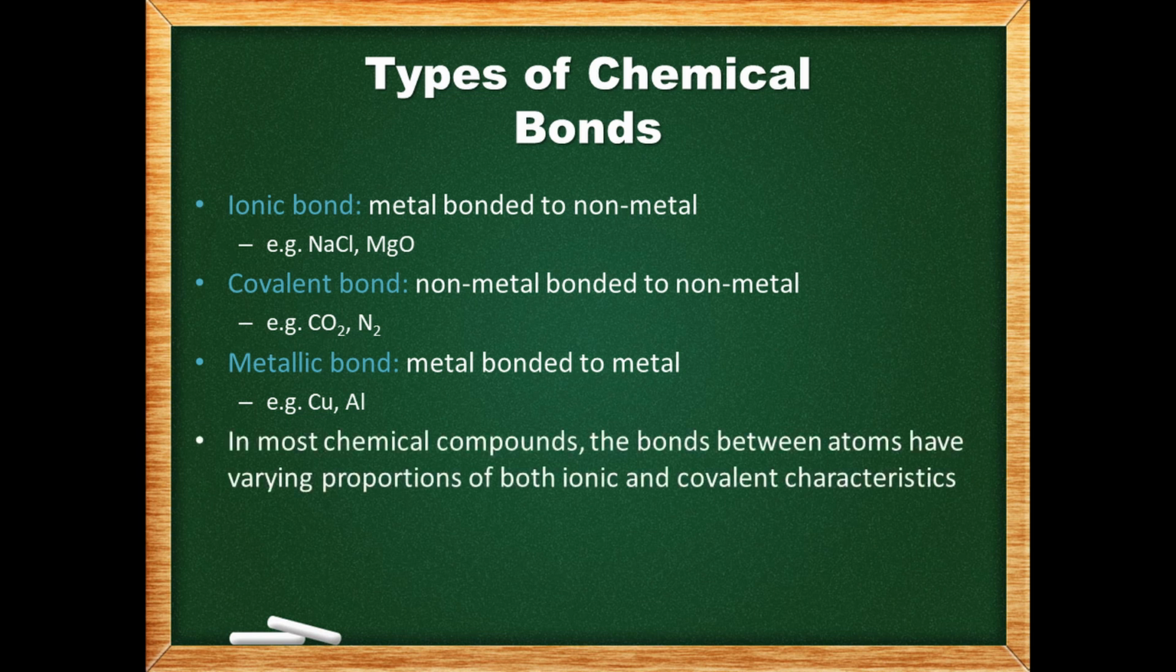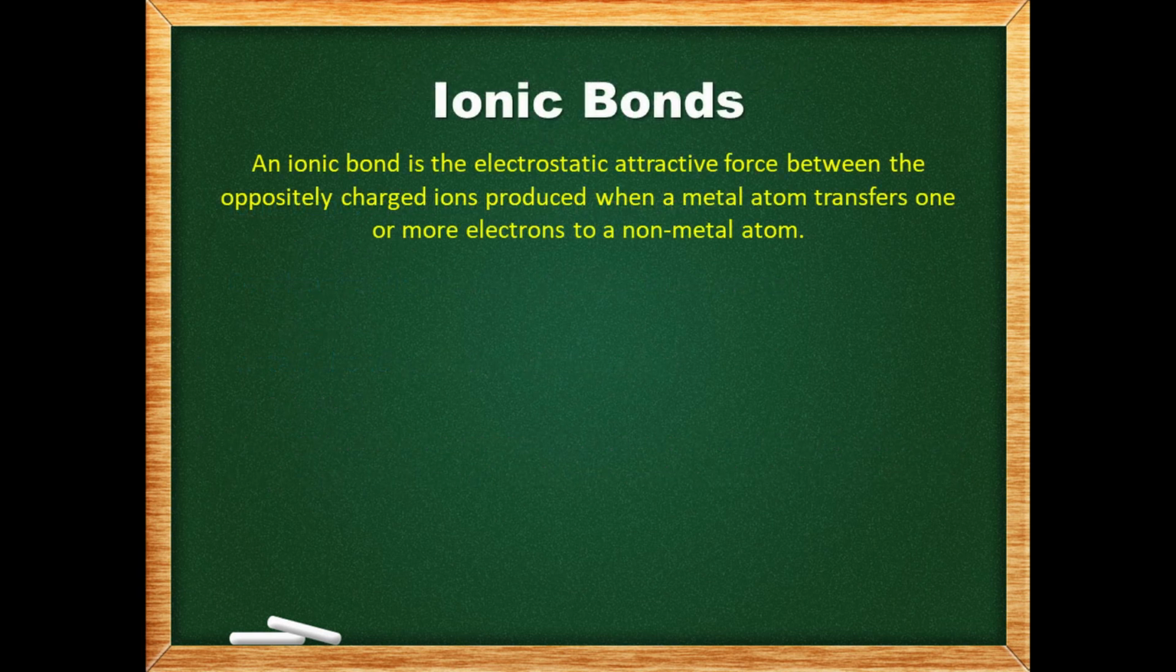Note that this is a simplified summary of chemical bonds because the bonds between atoms in most chemical compounds have varying proportions of both ionic and covalent characteristics. We'll take a closer look at the different types of bonds, beginning with ionic bonds.